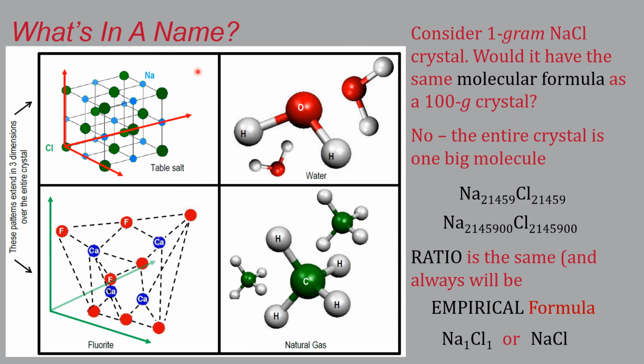And so, if that is the case, tell me what the empirical formula for this is. Now again, remember, the empirical formula is the smallest whole number ratio. So the molecular formula was Ca4F8, which reduces to a 1:2 ratio, CaF2.